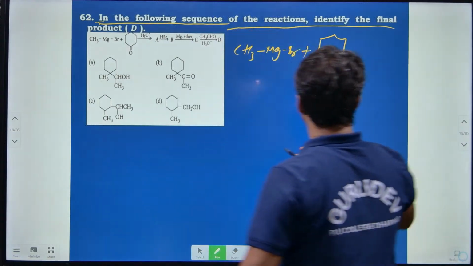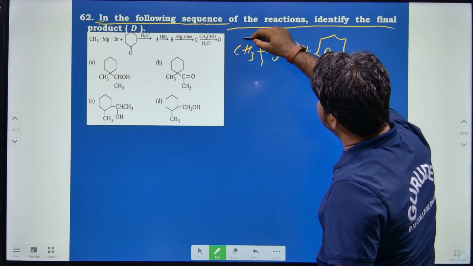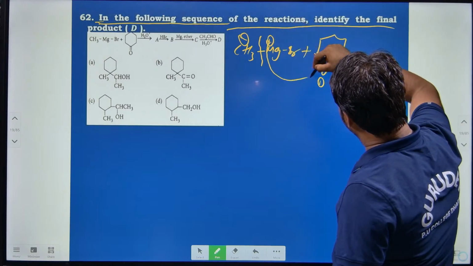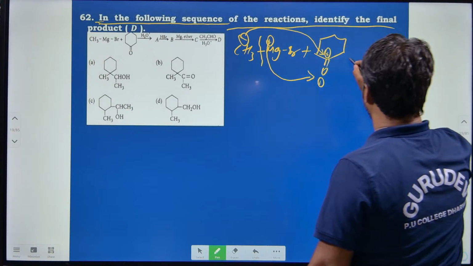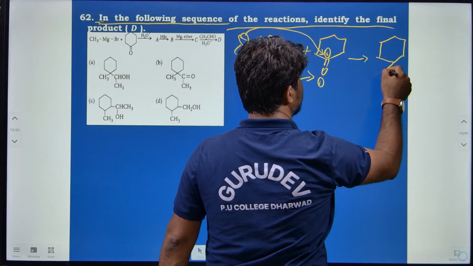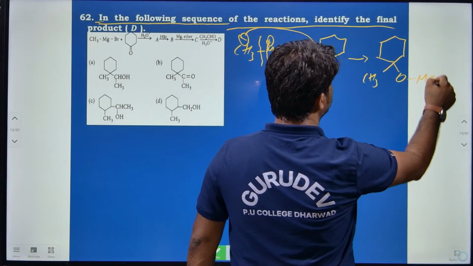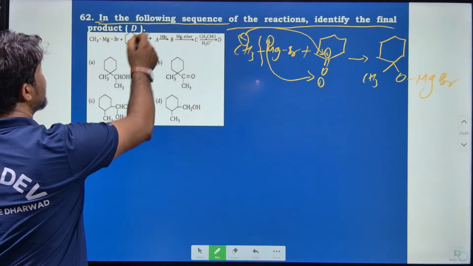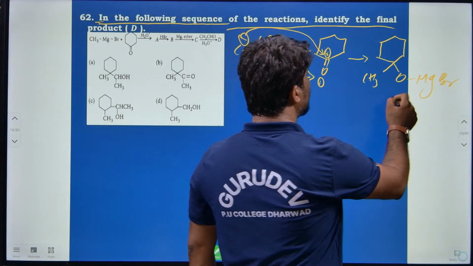So what happens here? It's a very simple thing. This is a positive charge, this is a negative charge, and when it breaks here, this is negative charge and this magnesium shows positive charge. This positive charge will go for the oxygen O minus and the negative charge will go for the positive charge of the carbon. So the molecule forms like this. Here there is a CH3 and here O, MgBr.